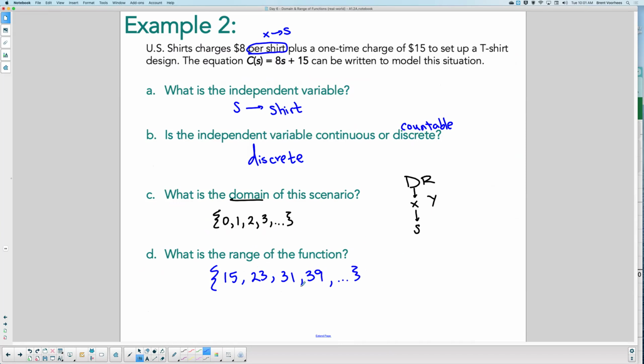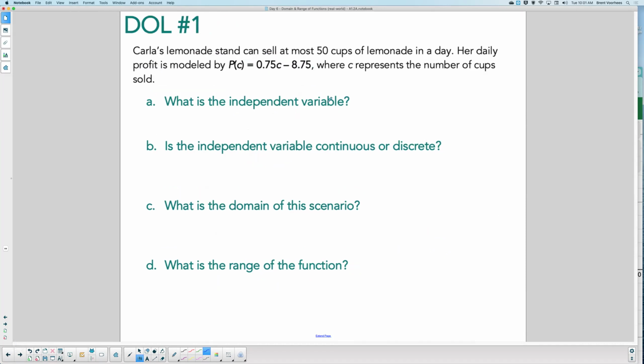All right, so that would be how you do domain and range. The range, I didn't say this, in this problem would be the letter C of S. That would be the Y's. The Y's would be C of S. Okay. I've done 2 examples. I want you to take a look at DOL number 1 here. I'm going to pause. You go ahead and take a look at DOL number 1.